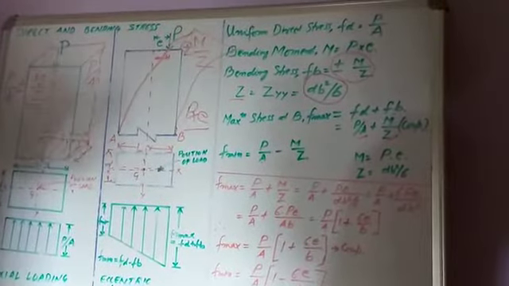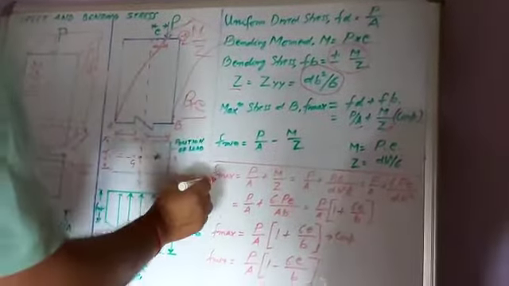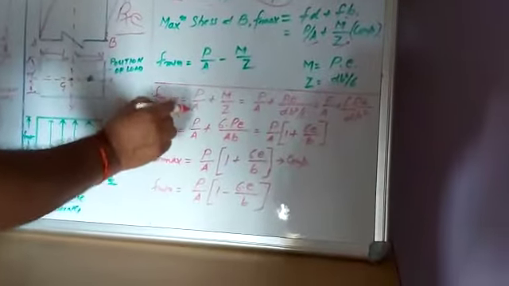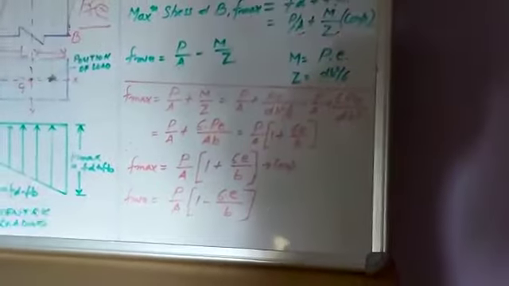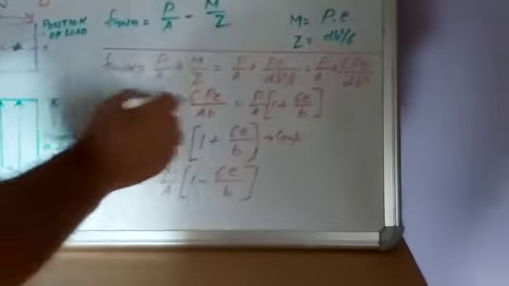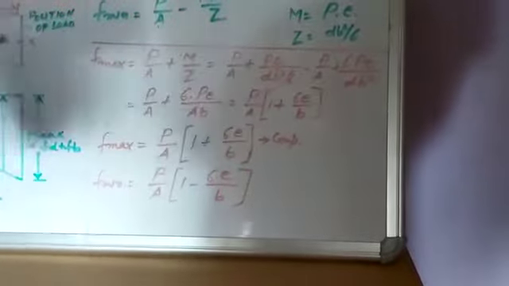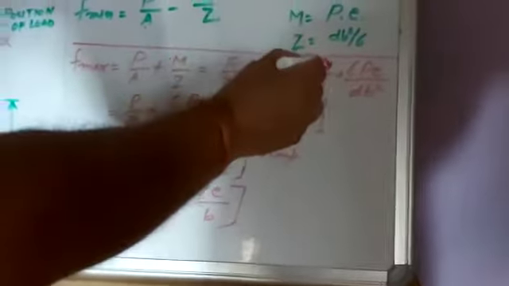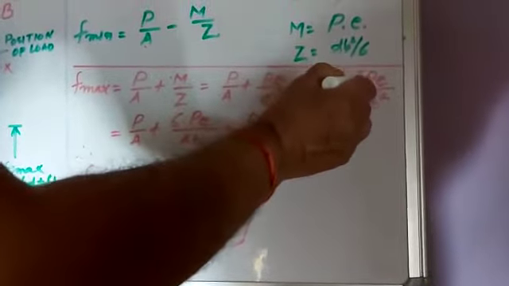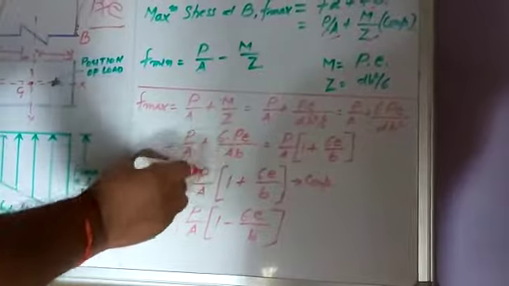Now let us work it out in another way also. I have said F max, the maximum stress, is equal to P by A plus M by Z, which can be written as P by A plus P into E, since bending moment is P into E, and Z is the section modulus, dB square by 6. From here we get P by A plus 6PE divided by dB square. So again that is equal to P by A plus 6 into PE divided by AB.